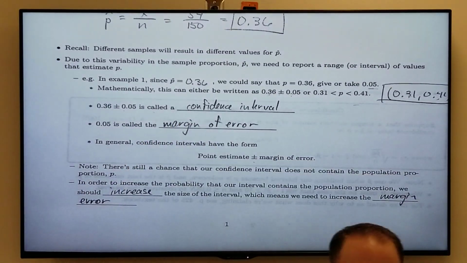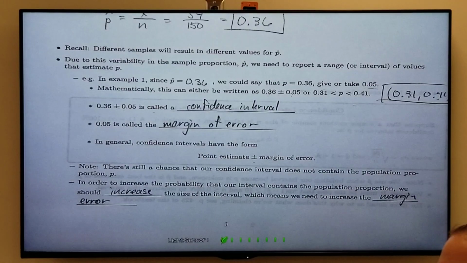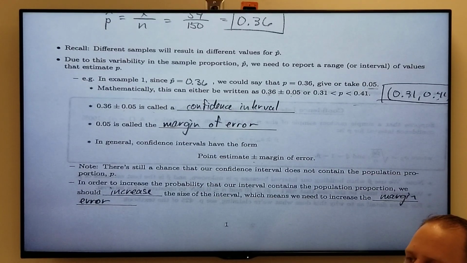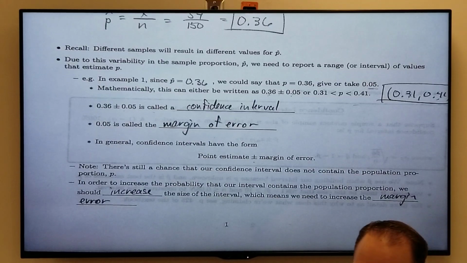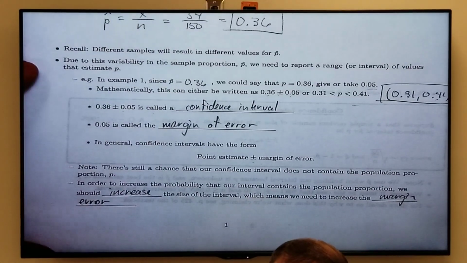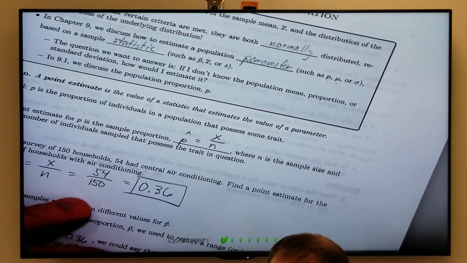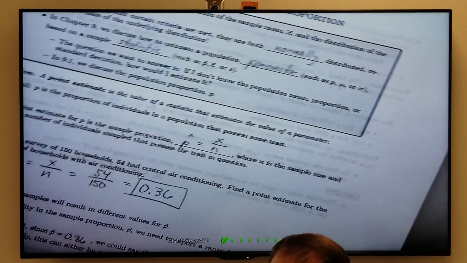The larger the margin of error, the more certain we are that our interval actually contains the true population proportion. But of course, there's some give and take there. We don't want to have a huge margin of error, because then it wouldn't really narrow down very well what the true population proportion is, which would be kind of a bad thing. So we'll talk about that balancing act a little bit more on page 2.